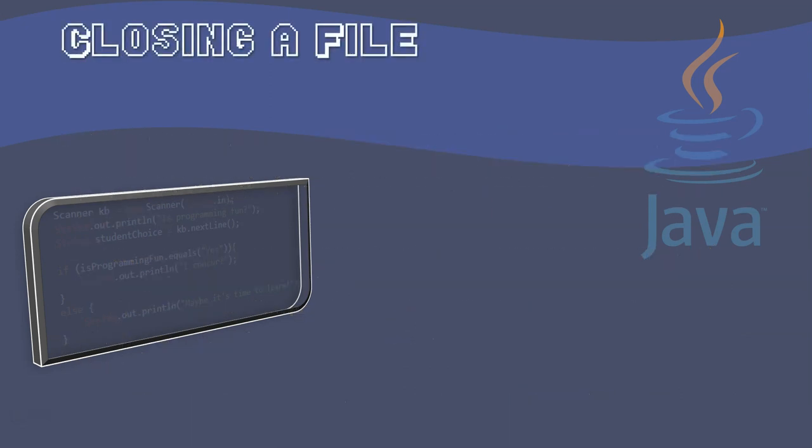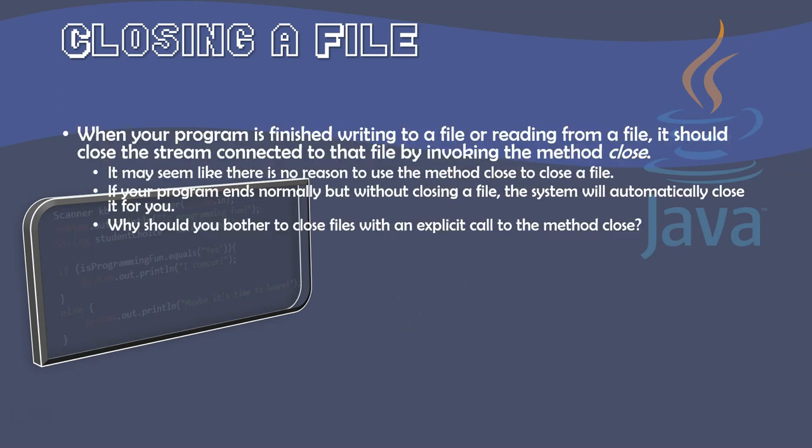Now let's go ahead and look at how to actually close the file and why we want to do this. Well, when our program is finished writing to a file or reading from a file, it should close the stream that's connected to the file by invoking the method close. It may seem like there's no reason to use the method close to close the file because after all, if our program ends normally and we don't close the file, the system's going to do that for us. So why should we bother to include this close invocation with an explicit call? Well, there's two reasons.